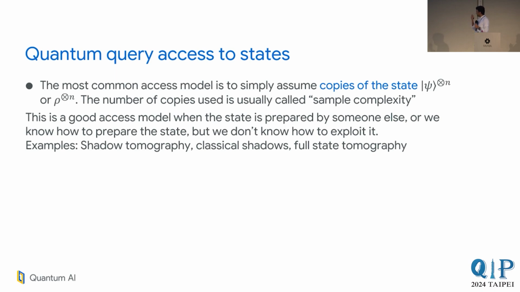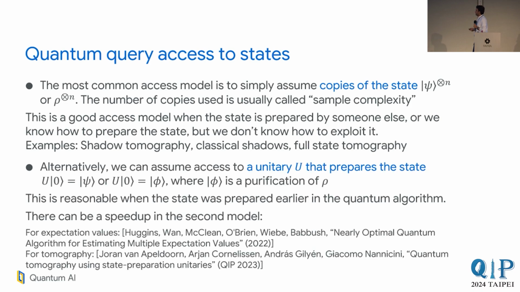But there's a second model, which sometimes is more powerful, and we'll also see it later on, which is that you don't assume copies of the state, but you assume access to the unitary that prepares the state, starting from some canonical starting state, let's say the all zero state. This is different from the first model because, of course, you can create your state, because you can just take the unitary you were given, apply it to the all zero state, and get the state. But you can sometimes do more. And in fact, there can be speedups in this model.